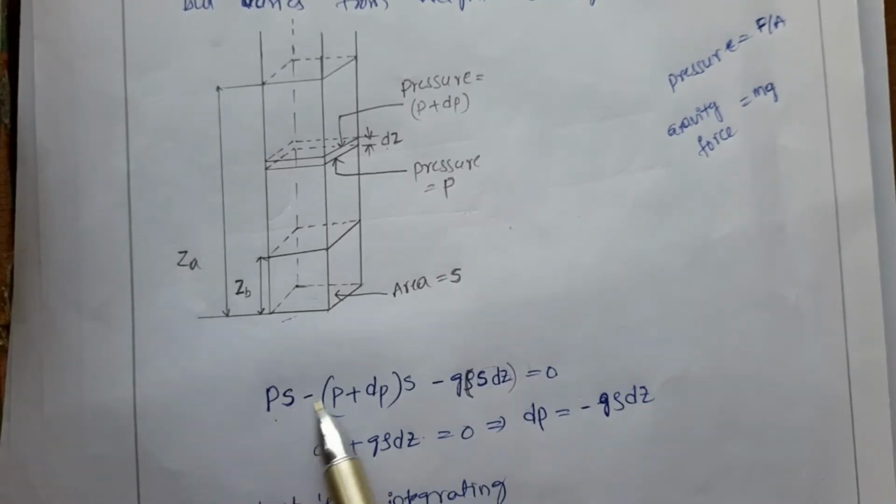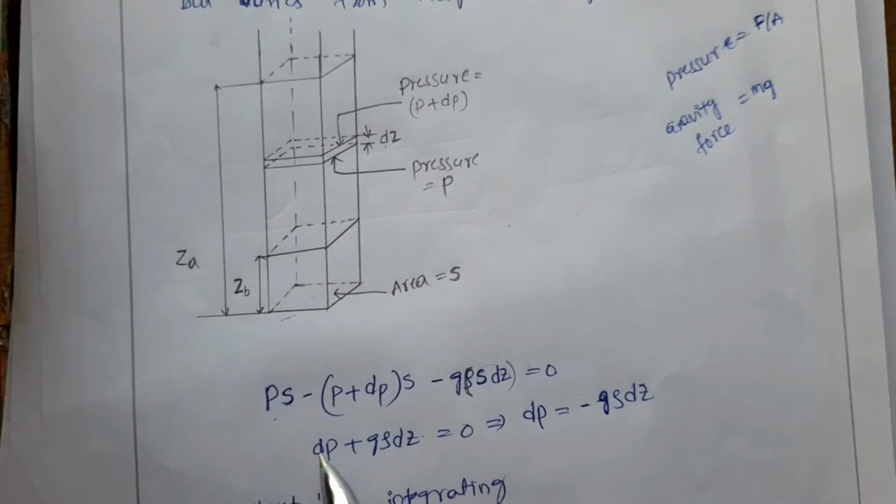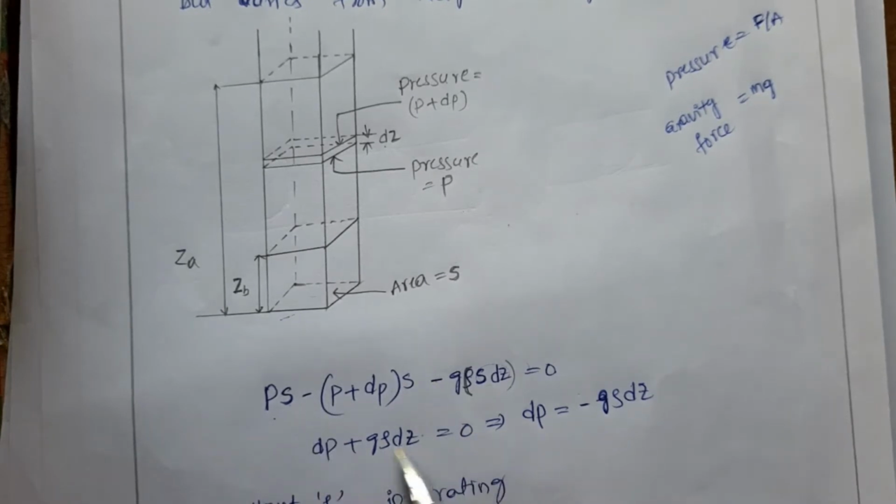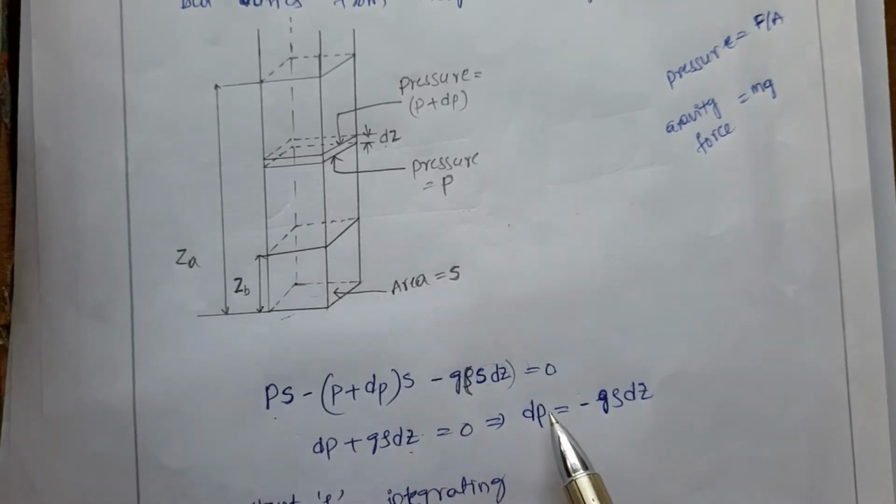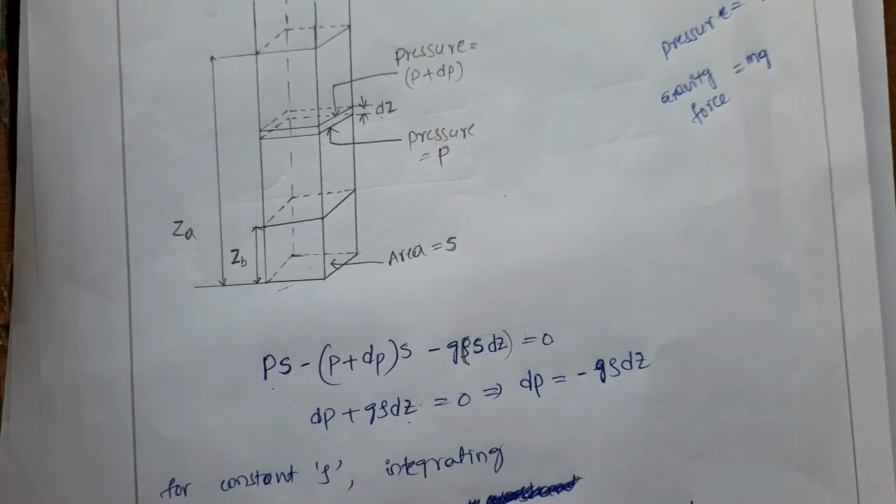So PS will get cancelled, and the minus sign goes to that side. This is the expression. From this, dP equals minus G rho dz. By integrating this, we will get P equals minus rho GH.